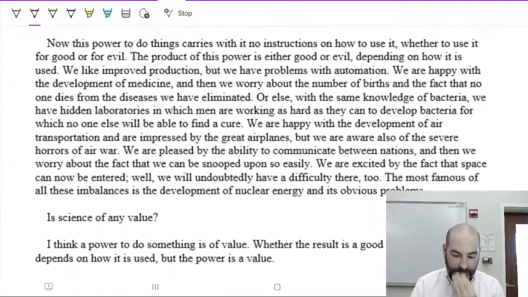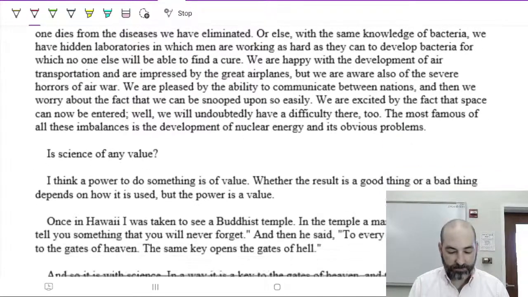So he says, the power to do things carries with it no instructions on how to use it, whether you use it for good or for evil. So he's saying that when we find out new things about science and then we use them for technology, it's not really the scientist's responsibility there, because it could kind of go either way.